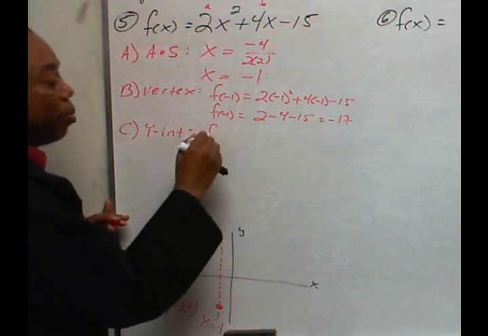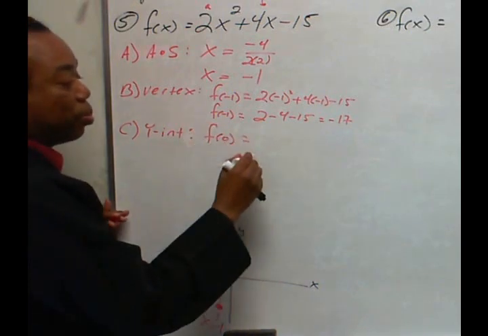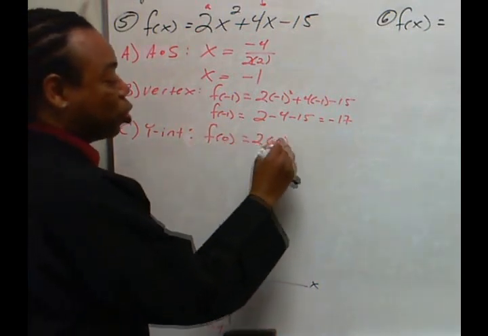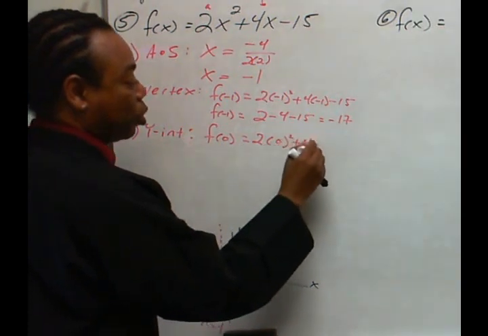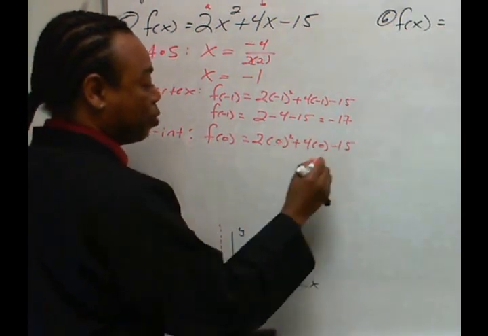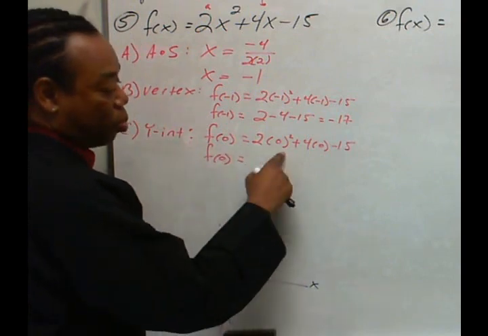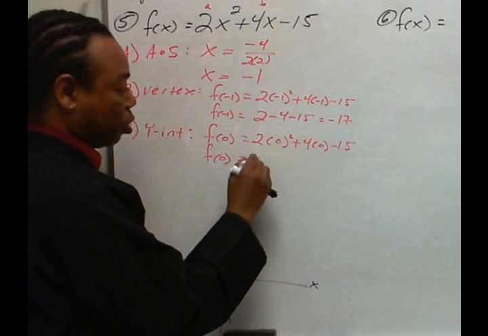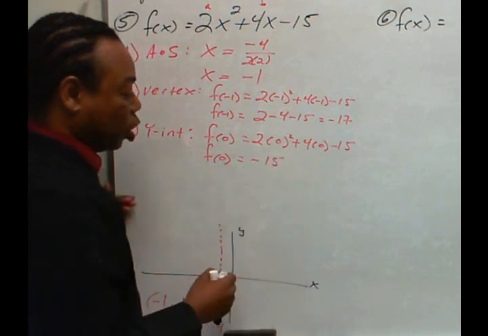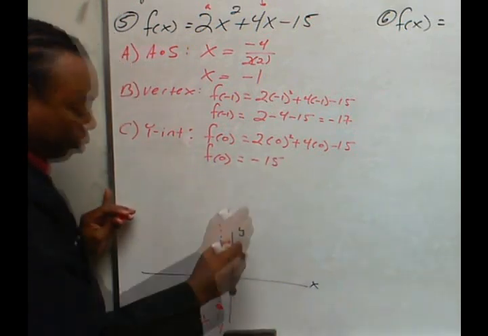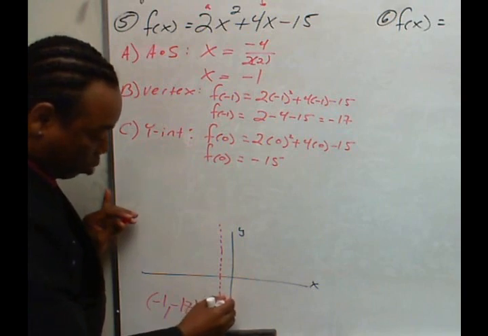Okay, next. We want to find the y-intercept. We find the y-intercept by taking the function and inputting 0. So this would be 2 times 0 squared plus 4 times 0 minus 15. Okay, when we put this inside, we're going to get -15. So that's our y-intercept, 0, -15. So it's right about here.